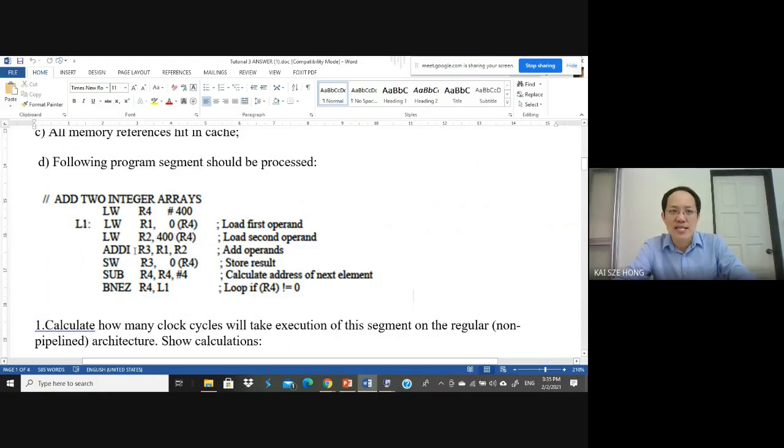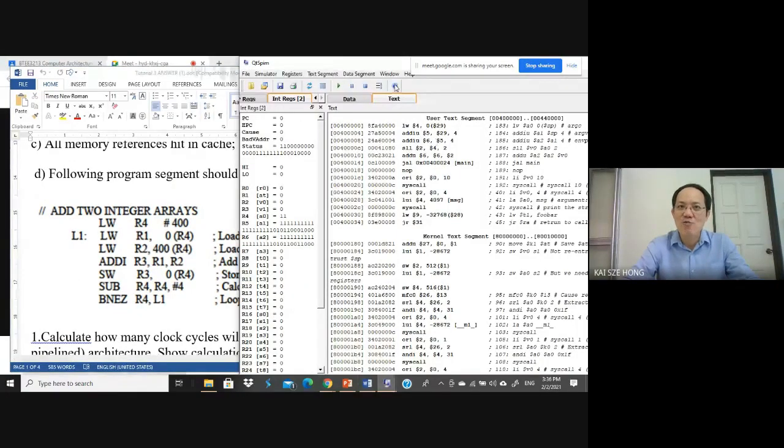R2. And then you add integer R2 and R1 to the R3. After that, you store the R4 into R3. Okay, store the result. Okay, very good. So we have to look at the manual, then only we will know why they store the R4 into R3. Okay, now R3, R4. Okay, now subtract R4, R4, 4. Calculate the address of the next elements and branch. Branch if not 0. Okay, so this instruction, later if you are interested, you can go and see the manual of this. How can they do it?